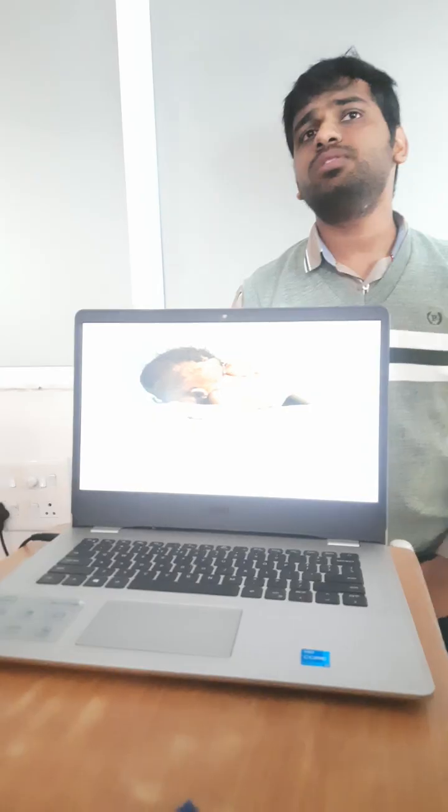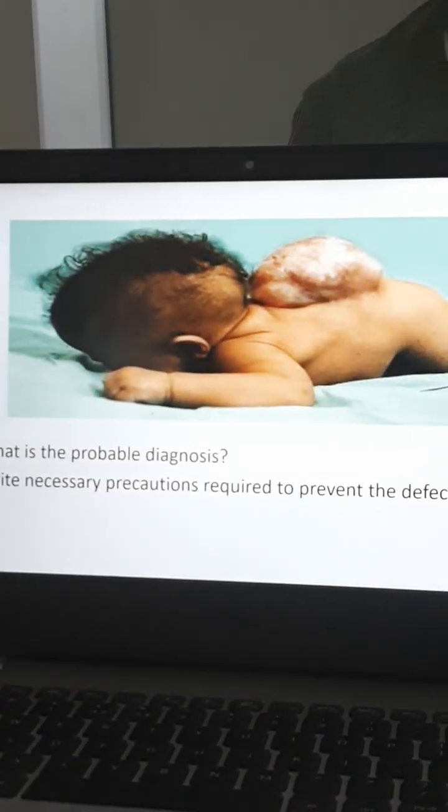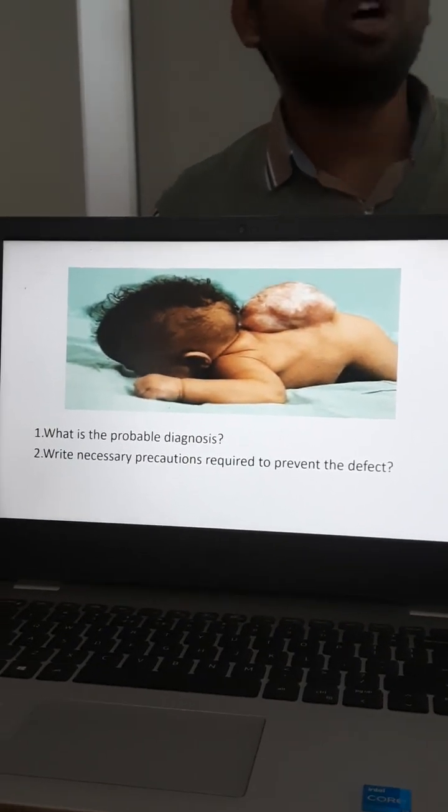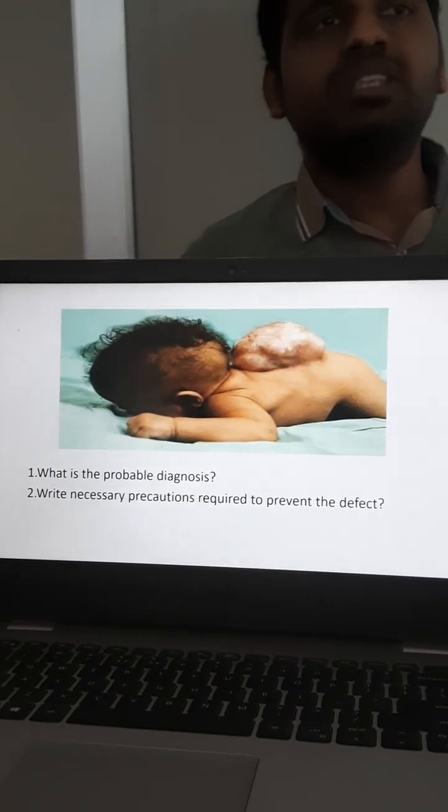Everyone can see one diagnosis. Neural tube, something pathology in my spinal cord. Neural tube, excellent. Neural tube defects. What are the causes of neural tube defects? Folic acid deficiency.